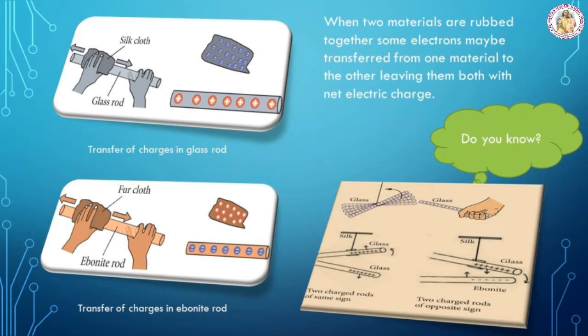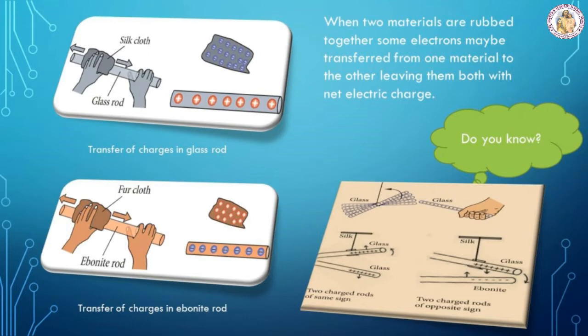When an ebonite rod, which means the rod made by vulcanized rubber, that means hard rubber, is rubbed with fur, the fur transfers electrons to the ebonite rod, because the electrons in the outermost orbit of the atoms in fur are loosely bound as compared to the ebonite rod. The ebonite rod which has excess electrons becomes negatively charged and the fur which has a deficiency of electrons is positively charged. The transfer of charge in the ebonite rod is given in the picture.